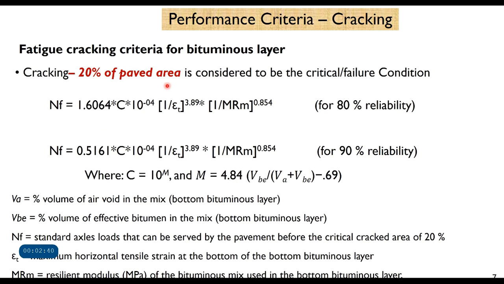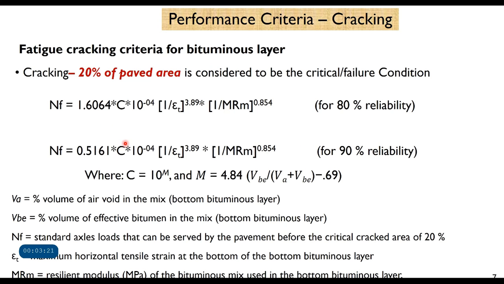The fatigue criterion which is considered in the design is that if 20% of paved area is cracked, that is considered to be the failed condition. And here, this is the tensile strain at bottom of bituminous layer, and this is the resilient modulus of the bituminous mix used in the bottom bituminous layer. If you are putting two layers of bituminous mixes, then the bottom layer should be considered. And again, there are two equations here for 80% reliability and for 90% reliability. For NH, state highway and expressway, we use the 90% reliability equation.